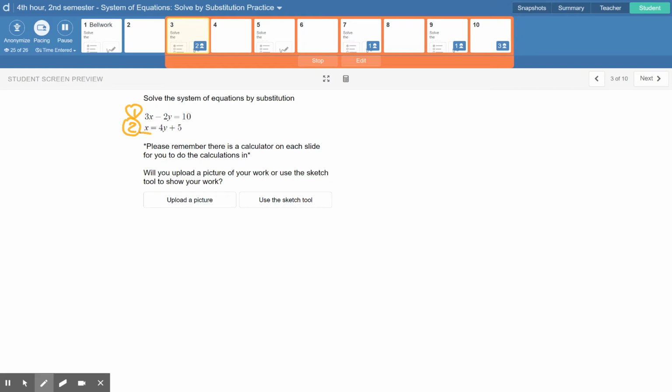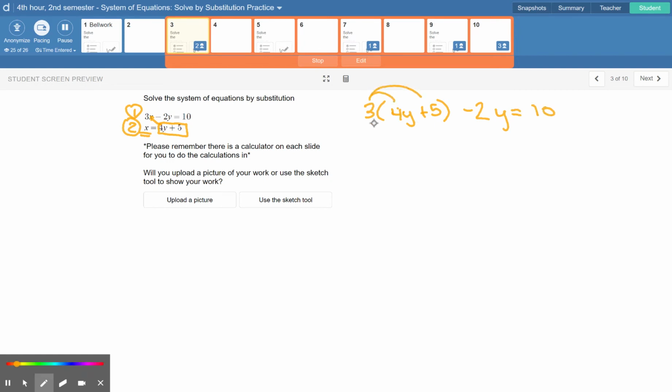Notice that our second equation has x completely isolated. So we have 4y plus 5. Wherever we see an x in the first equation, we're going to put the 4y plus 5. Now since the 3 is out front, we want to put parentheses because that will be the coefficient that we are distributing in. And now the minus 2y equals 10 just gets written down.